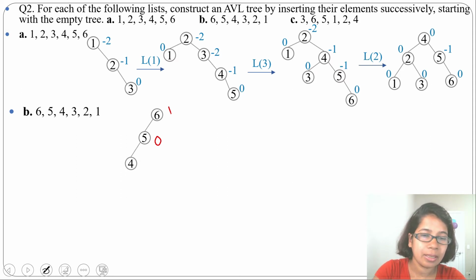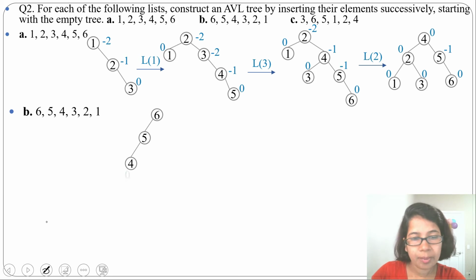Now again check the balance factor. So for 4 balance factor will be 0, for 5 it will be +1, for 6 it will be +2. We insert the node 4 as left child in left subtree, so we will do right rotation.